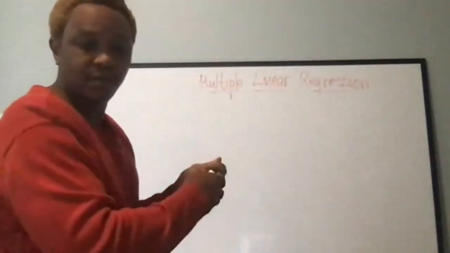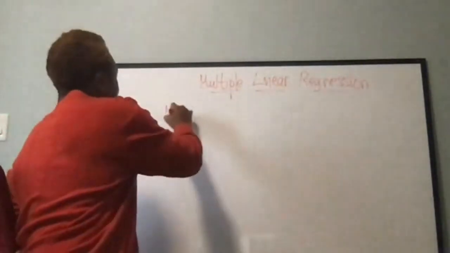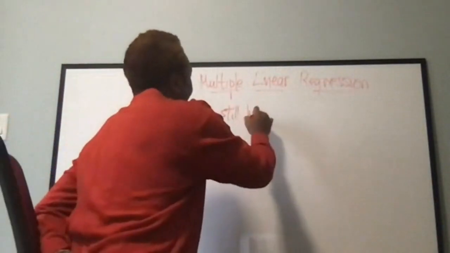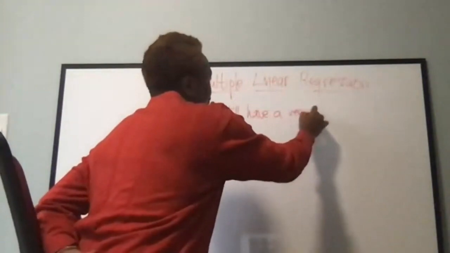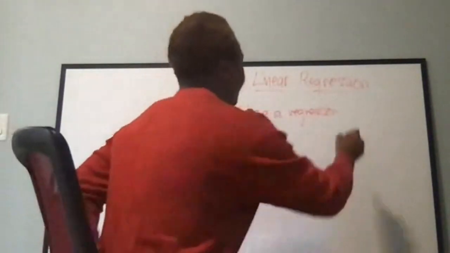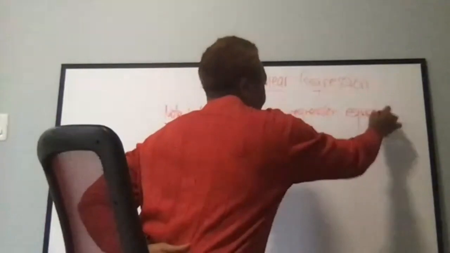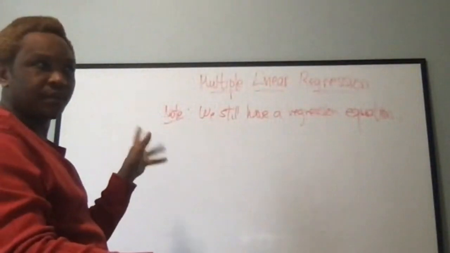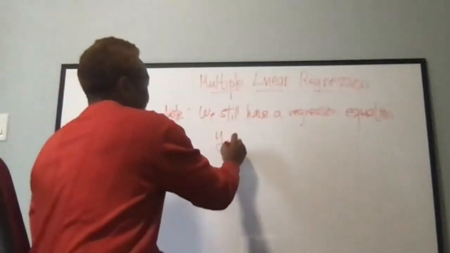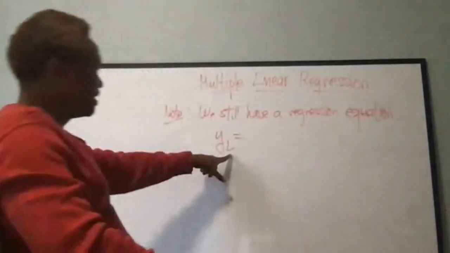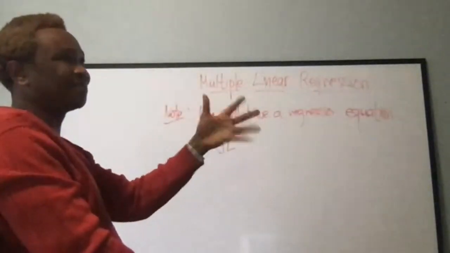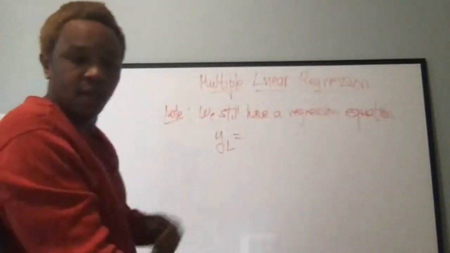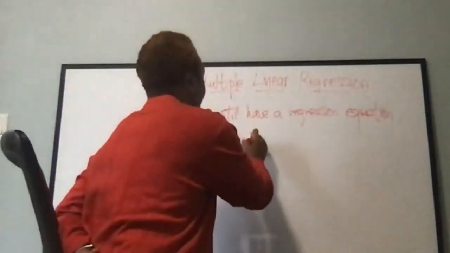It's not just one column. So I'm going to say note: we still have a regression equation. It's going to change how it looks. So I'm still going to say y sub L. I think we remember the last time when we did this, the L had to do with a linear model, or that we use it to predict. It's going to look like this. It's going to make sense.